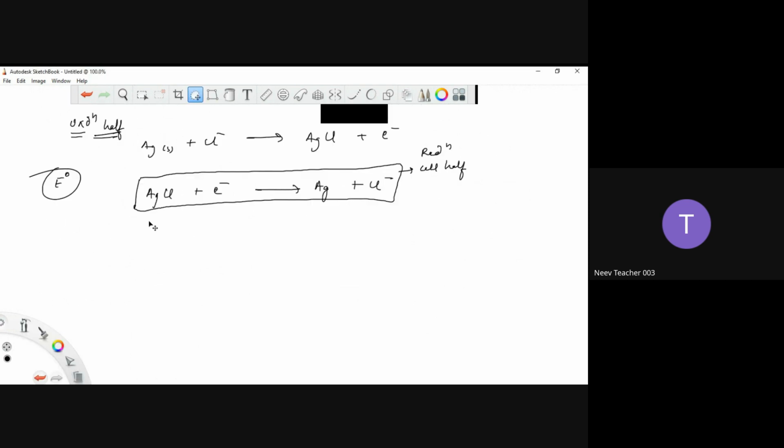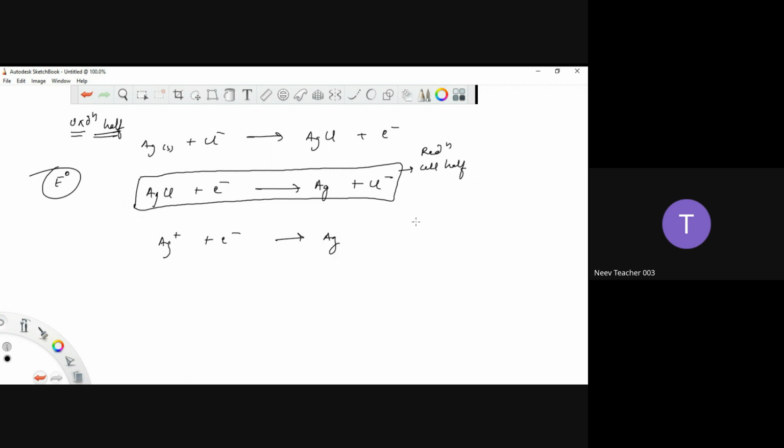Now to make this reaction, we will first use the simple Ag electrode reduction half cell. And for this, we know the E naught value, E naught of Ag plus to Ag. Let's say we want to find the E naught of this. Then we need AgCl solid. AgCl solid, if it is sparingly soluble, will give you Ag plus and Cl minus ions.